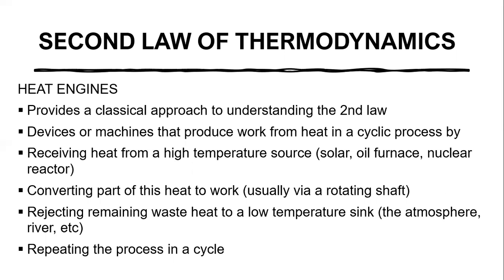Heat engines basically provide us with a classical approach to understanding the second law. Now, there are devices or machines that are able to produce work from heat in a cyclic process. So let's look at some of these. They receive heat from a high temperature source, such as solar, an oil furnace, or even a nuclear reactor. Then they convert a part of this heat to work, usually by, let's say, rotating a shaft. Then the waste heat is rejected to a lower temperature sink. This can be the atmosphere, a river, etc.